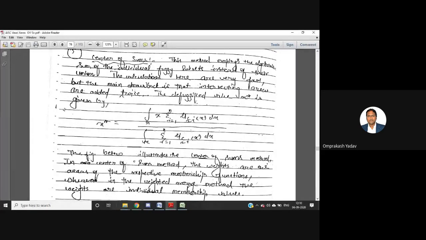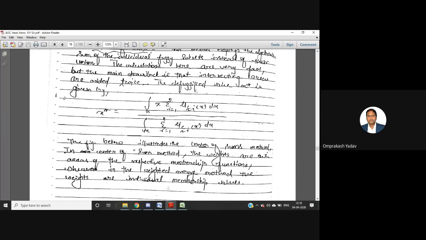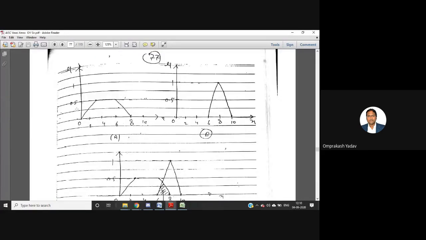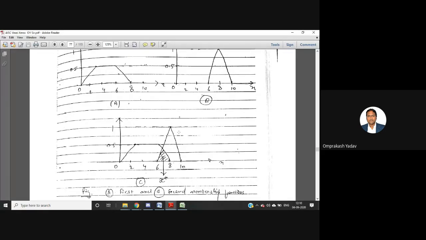In the center of sums method, the weights are the areas of the respective membership functions, whereas in the weighted average method, the weights are the individual membership values. Now let's see from the graph. For example, suppose we are having these two graphs, first this one and the second this one. Now the final graph is like this. This will be the superimposed graph, and this is the shaded area, which will be the intersection. If we join both the graphs and take only the outer boundary, this will be the outer boundary, but if we extend this one, this will be the intersected area.